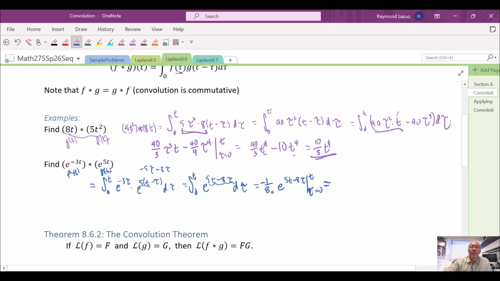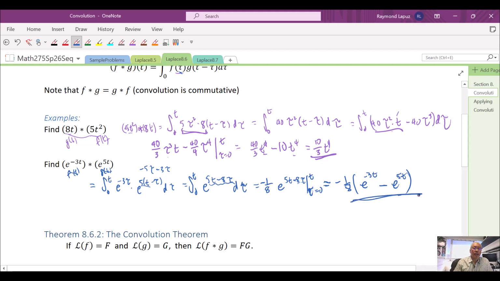So I have a 1/8. And let's put t in there. So this is 5t minus 8t. That's e to the minus 3t. And then there's a minus 8 that's already factored out, so I'll just put a negative. And let's put 0 in for tau. This is 0, and this is e to the 5t. And I believe you cannot combine that into one. So I believe that is our result.